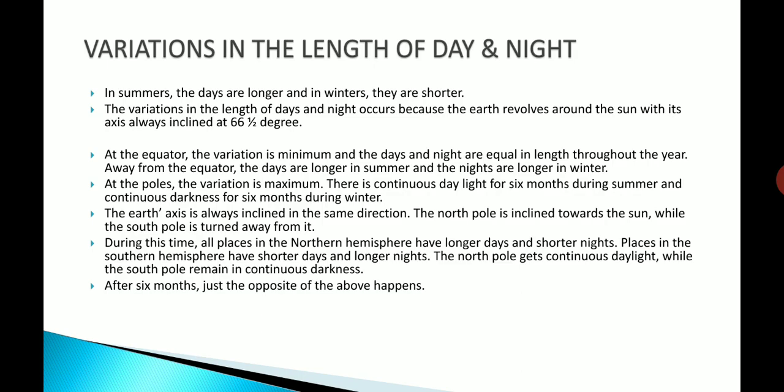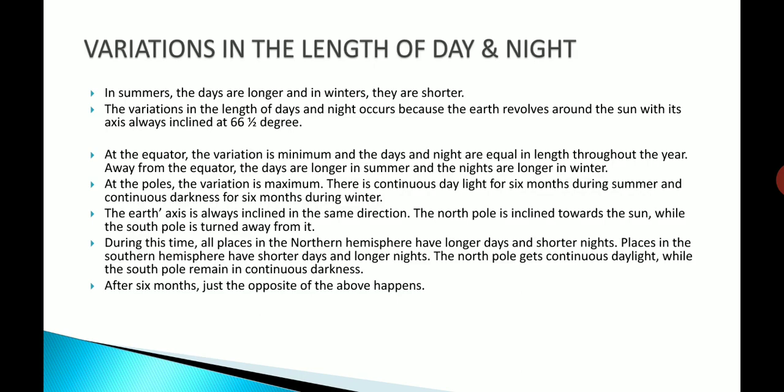Let's discuss how the variation in length of day and night takes place. In summer, we all know days are longer and in winters the days are shorter. This variation in the length of day and night occurs because the earth revolves around the sun with its axis inclined at 66 1/2 degrees.